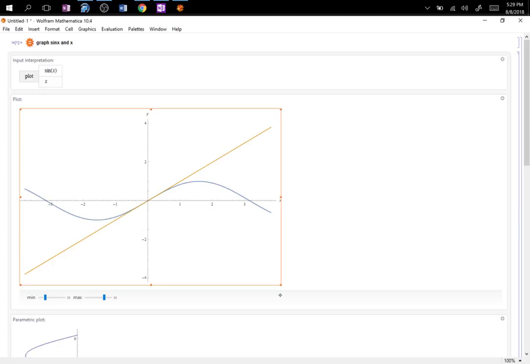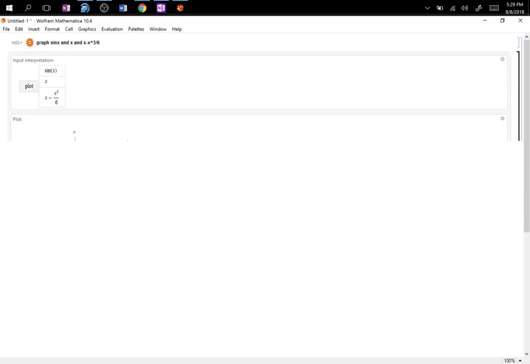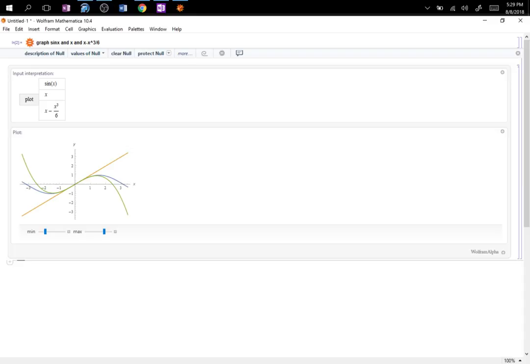But we are lucky that we can add more terms. So now I'm going to go back to my problem up there and say, and x minus x cubed divided by 6. So now I'm graphing 3 of these. I don't want to remove x. So now here is the graph.